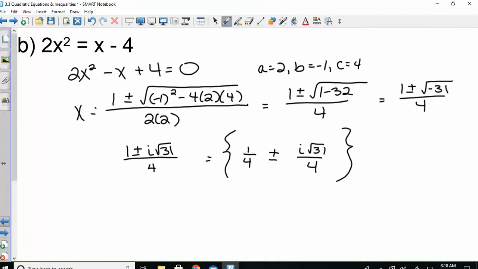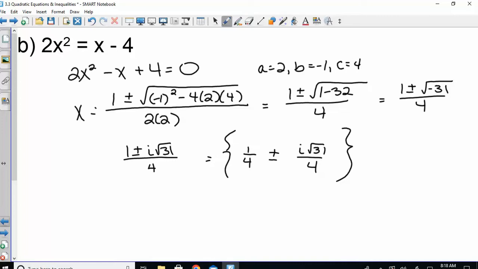What does that mean about the x-intercepts? There's not any. Right, we can't graph imaginary numbers, can we? So if you get an imaginary, that means you wouldn't have any x-intercepts.